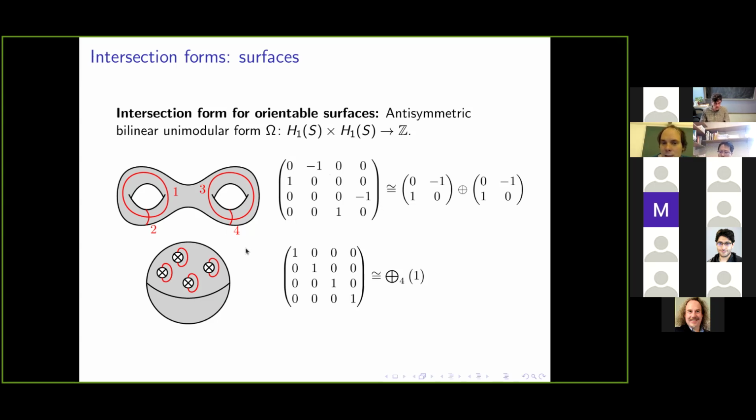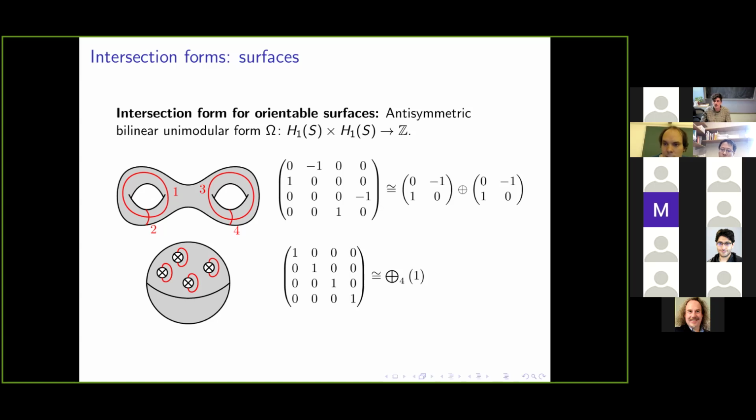And then I have an antisymmetric bilinear form, which corresponds to the oriented intersection of these homology classes. For example, 1 meets 2. Then depending on the orientation, I am getting 1 or -1, but 1 doesn't meet 3, so I am getting a 0. Altogether, this intersection form is given by this matrix, or you can also see it as the direct sum of those two matrices. On the other hand, if you have a non-orientable surface, then the intersection form, okay, here I'm cheating a little bit because I have to do this over Z2, is basically a diagonal matrix.